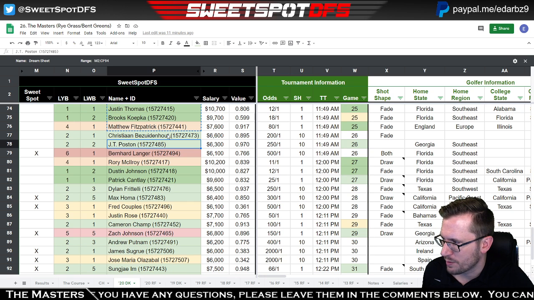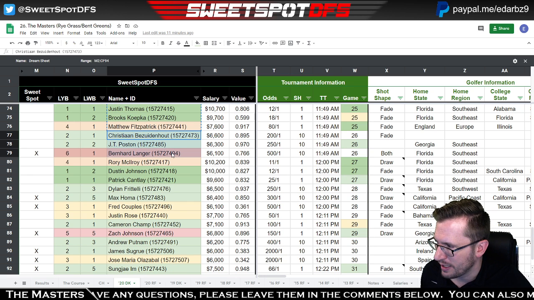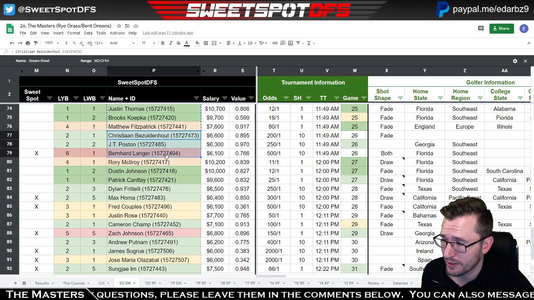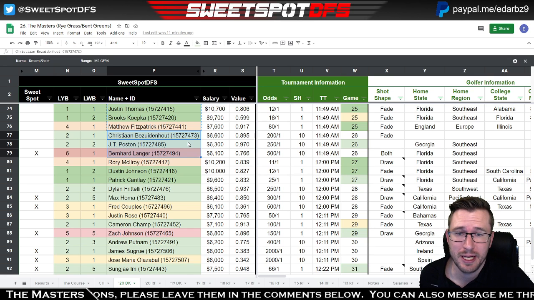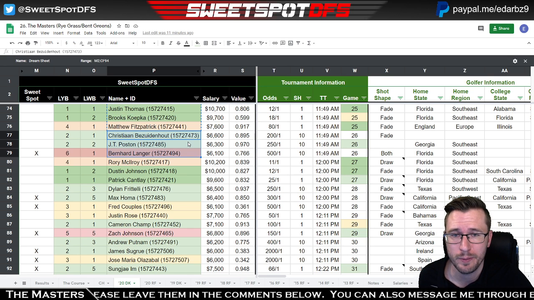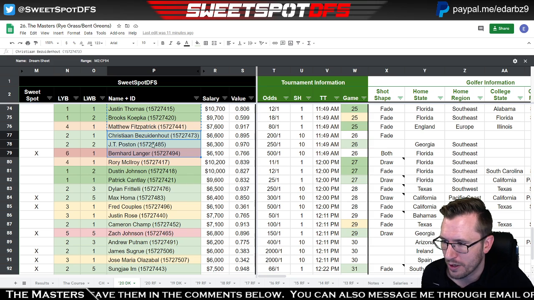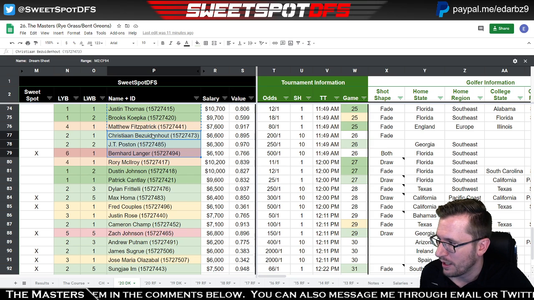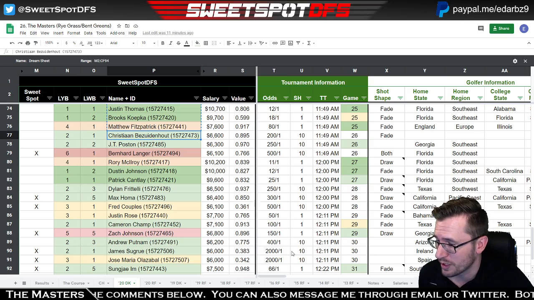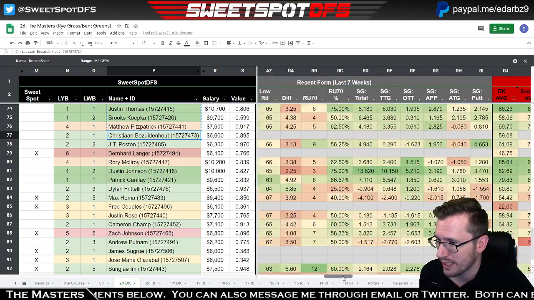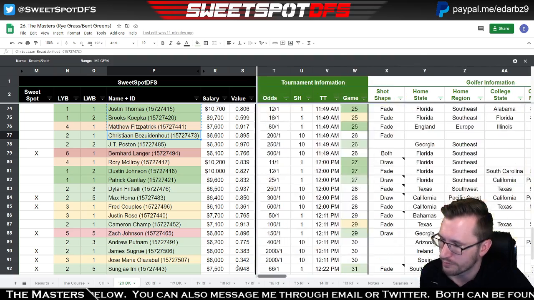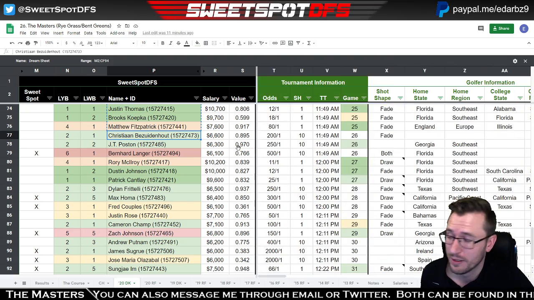JT Poston is playing with Christian Bezuidenhout and Bernard Langer. I'm not going to play Langer no matter what. I don't even care if he makes the cut. I'm trying to win a GPP. He's not going to be a part of the GPP winning lineup. But Bezuidenhout is actually an interesting play, and I think he's not highlighted because he doesn't have enough stats. No, he just isn't highlighted because he isn't.